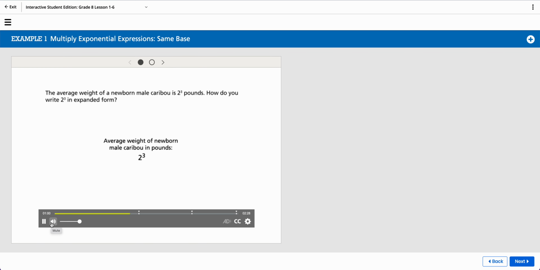The average weight of a newborn male caribou is 2 cubed pounds. How do you write 2 cubed in expanded form?